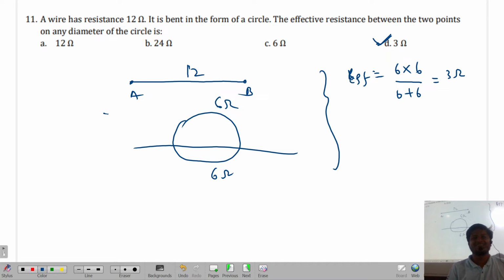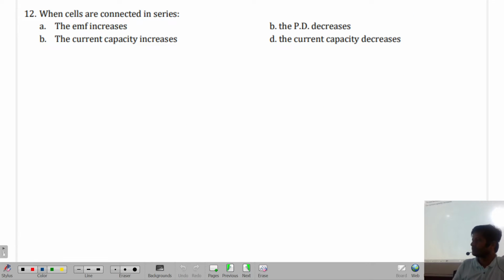Understood? Silly mistake, na? How many guys have done correct? Is it not correct? Easy questions you guys are not doing correct.